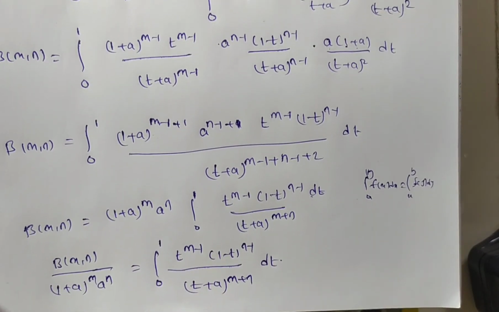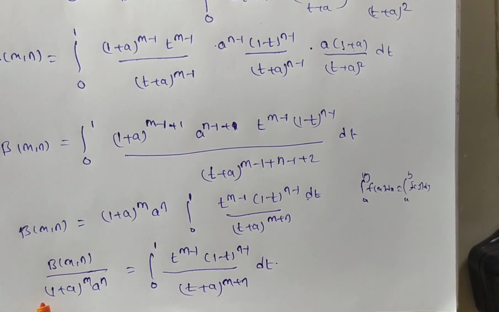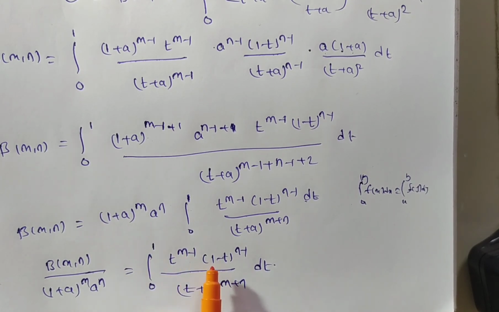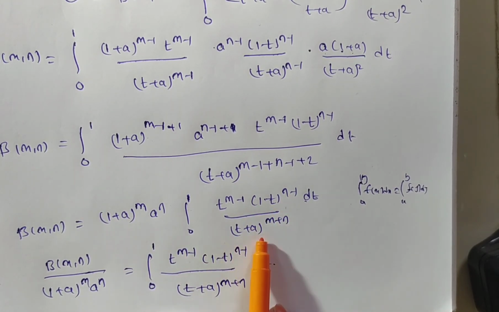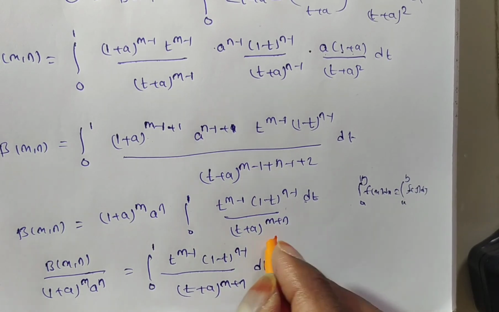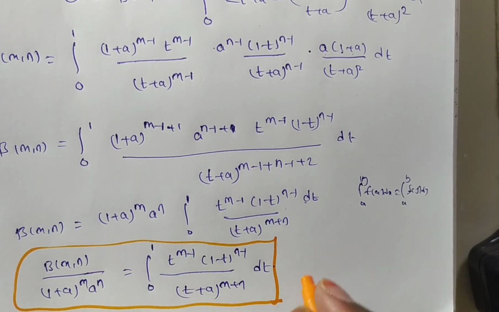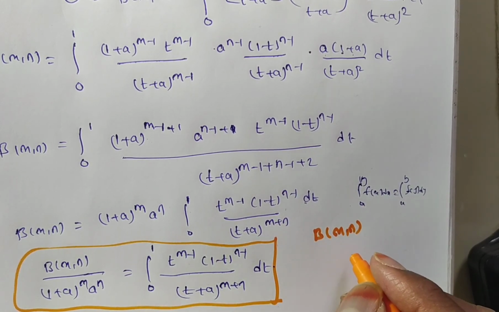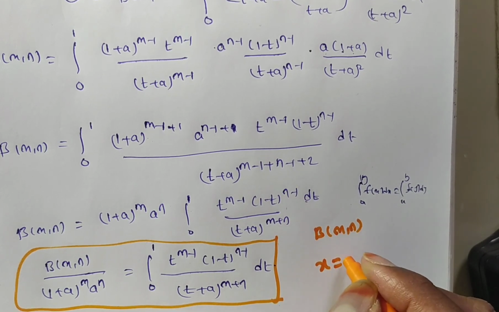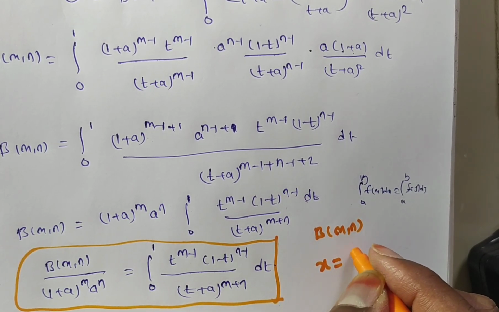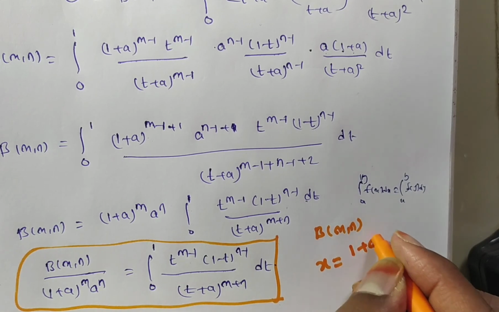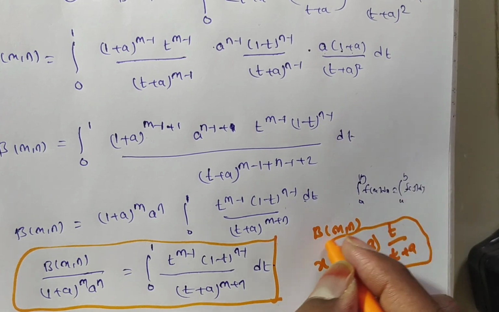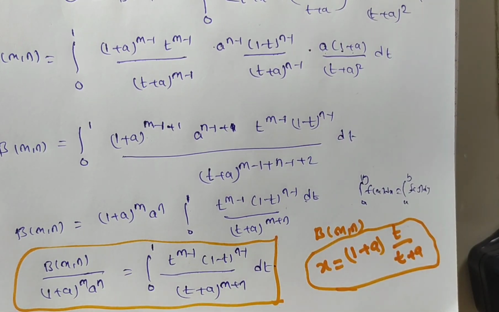So you see, I have written clearly beta of m comma n divided by (1 plus a) power m into a power n, integral 0 to 1 t power m minus 1 into (1 minus t) power n minus 1 divided by (t plus a) power m plus n. Hence proved in this case. You see friends, to prove this one, first we have to write the beta of m comma n value. That is integral 0 to 1. So just you have to remember, to prove this standard form, you have to remember the x value you replaced with (1 plus a) times t by (t plus a). That's it. If you know this term, then you can do it very easily. You can prove this one.